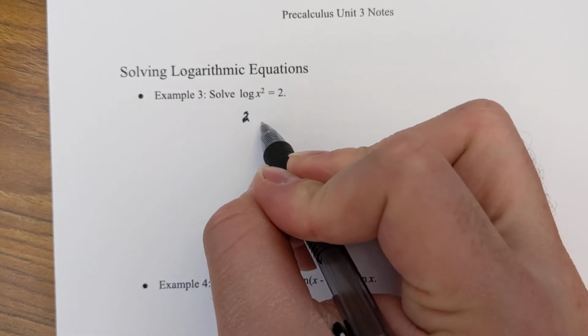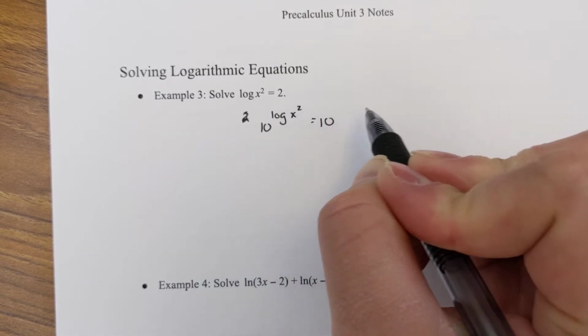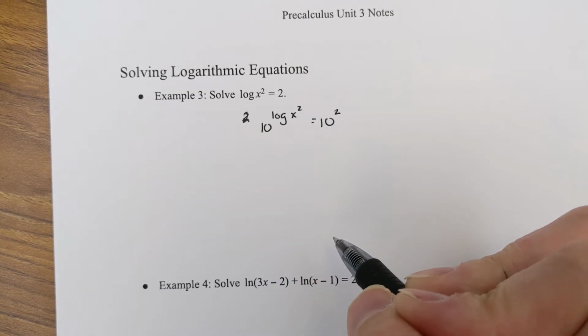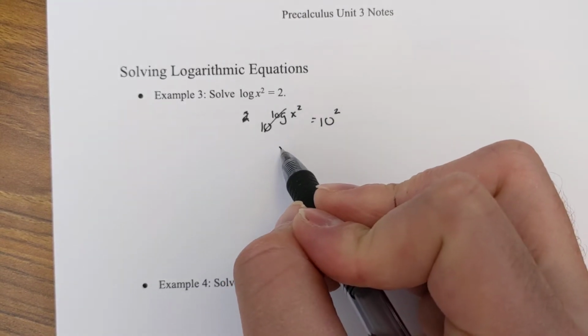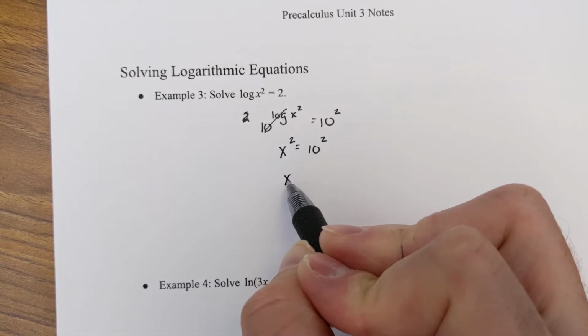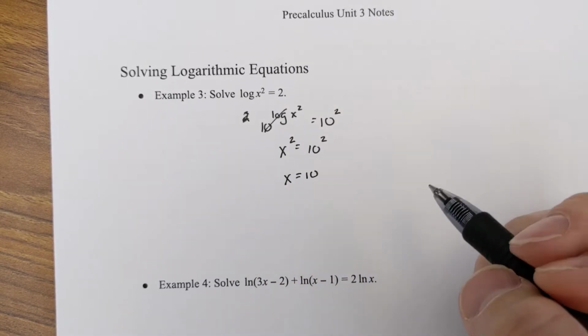So that's the common log. Everything becomes exponents on 10. So here, those cancel. That leaves me x squared equals 10 squared. So x is equal to 10. Technically negative 10 will work as well.